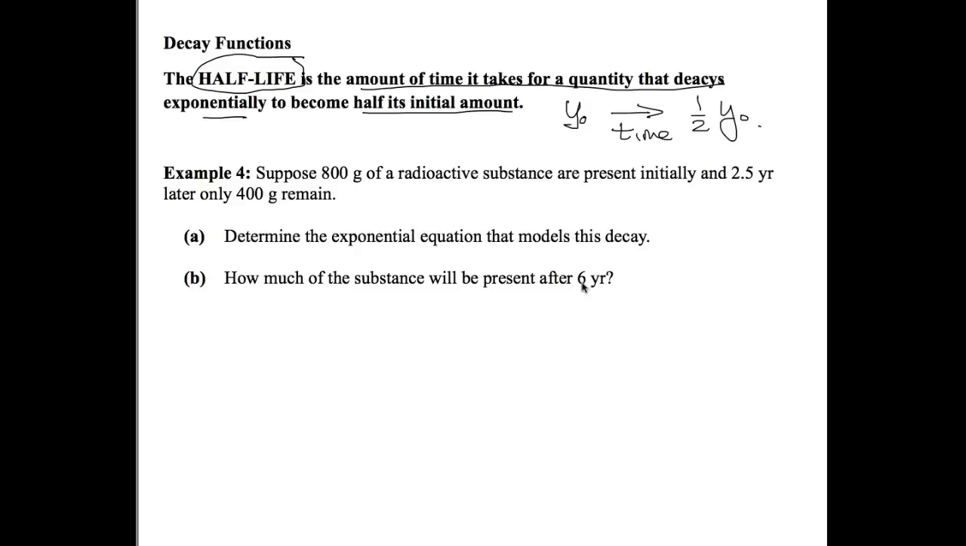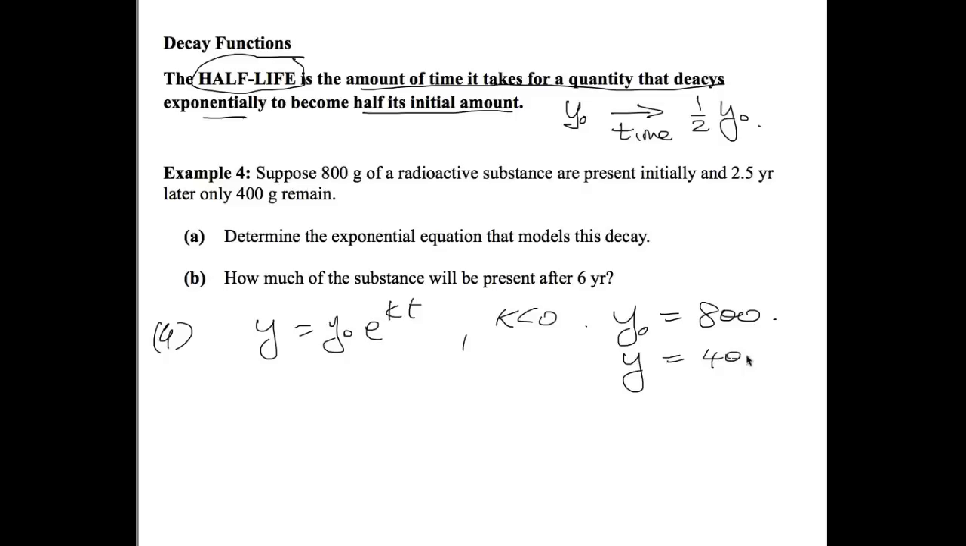Okay? So in this particular case here, let's suppose that 800 grams of a radioactive substance are present initially and 2.5 years later, only 400 grams. Determine the exponential equation that models this particular decay. All right, so remember that our model is given by e to the kt, but in this case, k is negative. Now we need to find k and y0. So y0 is 800, and y is equal to 400. Interesting, that's half. So the time taken here, 2.5 years, is clearly the half-life.